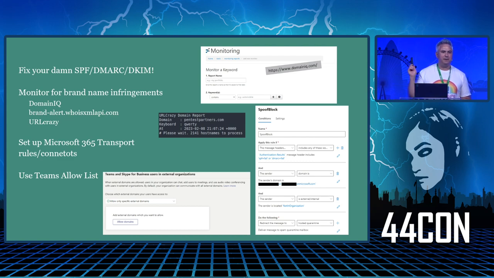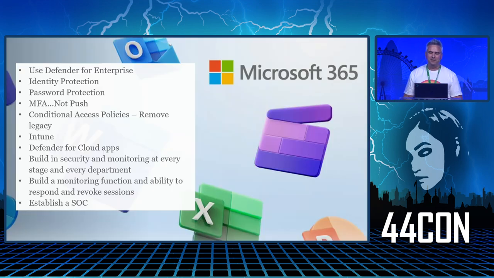And the Teams allow list is one configuration, literally one setting. I don't want anybody to contact me unless they're on this allow list. And that's it. And then you stop Teams from being accessible externally. It's ridiculous. And then there's so many other little things to do, which I think I've got a few minutes, so we'll run through those. So using, of course, Defender for Enterprise, it's very effective if you've got a Microsoft environment, which obviously we're talking about here. Identity protection, password protection, so valuable. Obviously, MFA, not push notifications, and conditional access policy. You can read on the screen there.